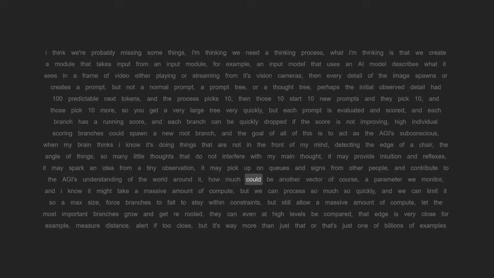How much could be another vector, of course, a parameter we monitor. And I know it might take a massive amount of compute, but we can process so much so quickly, and we can limit it with a max size, force branches to fall to stay within constraints, but still allow a massive amount of compute, and let the most important branches grow and get rerouted. They can even, at high levels, be compared: that edge is very close, for example, measure distance, alert if too close. But it's way more than just that, or that's just one of billions of examples.